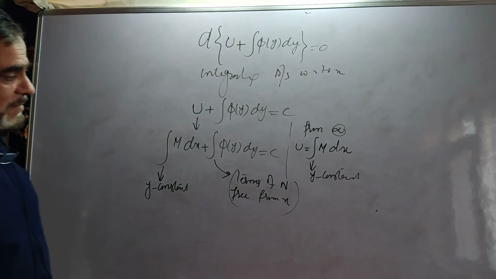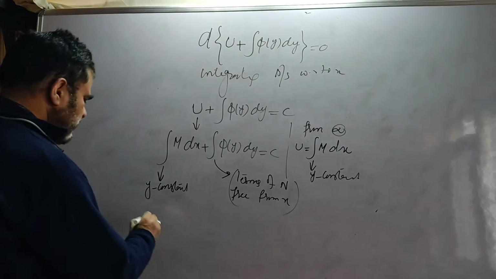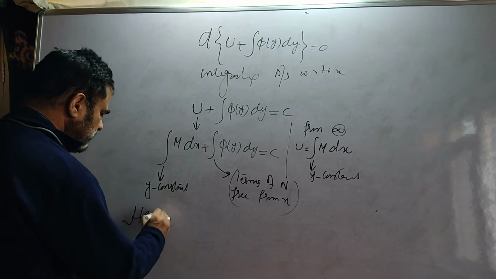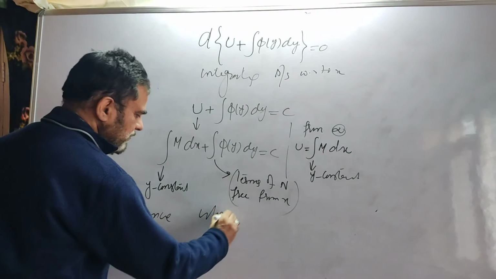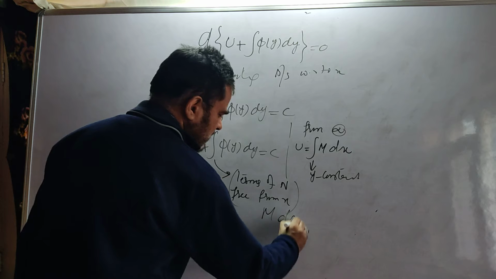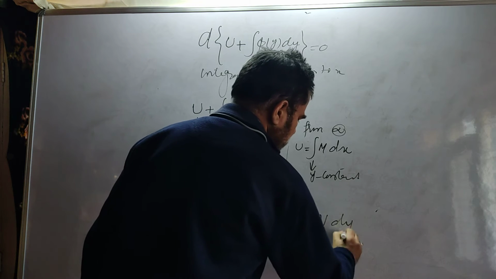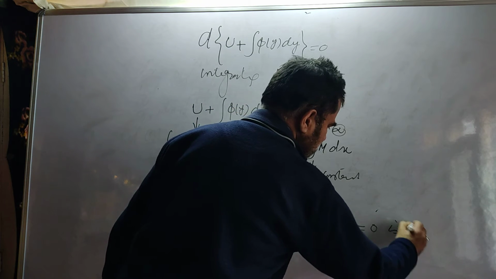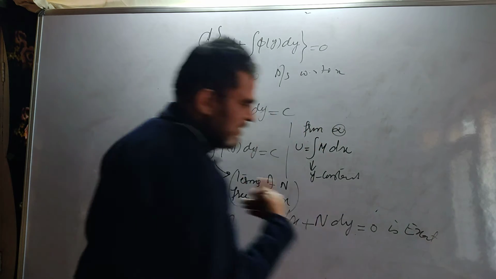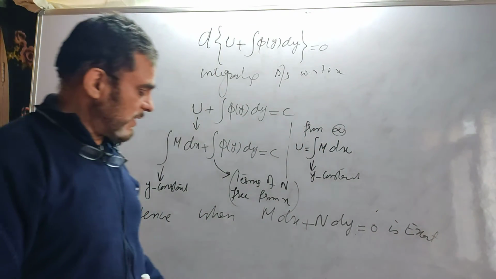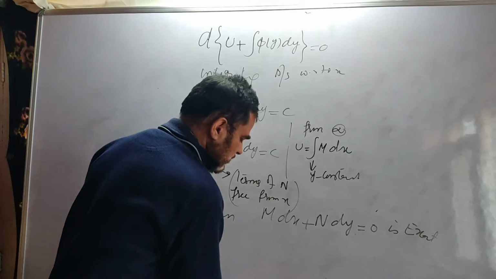Those terms of n which are free from x. Hence we say, when M dx plus N dy equals 0 is exact. Now you have the condition for exact: partial of M with respect to y is partial of N with respect to x.